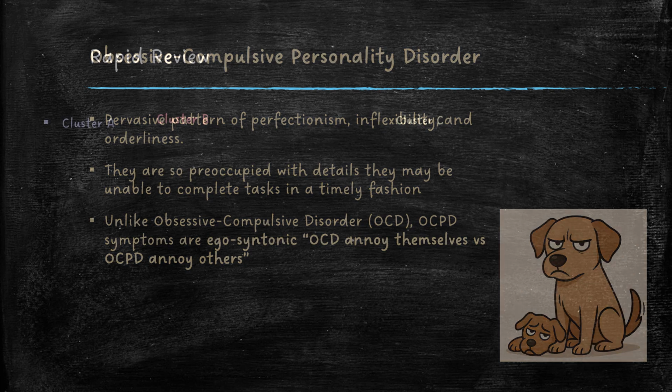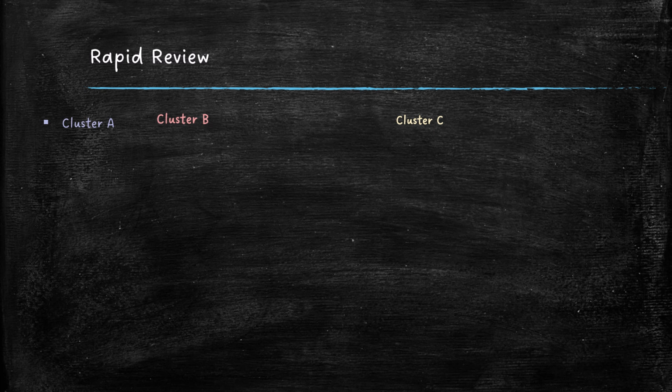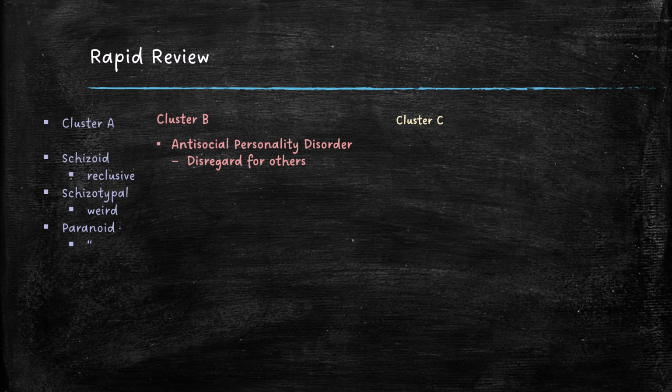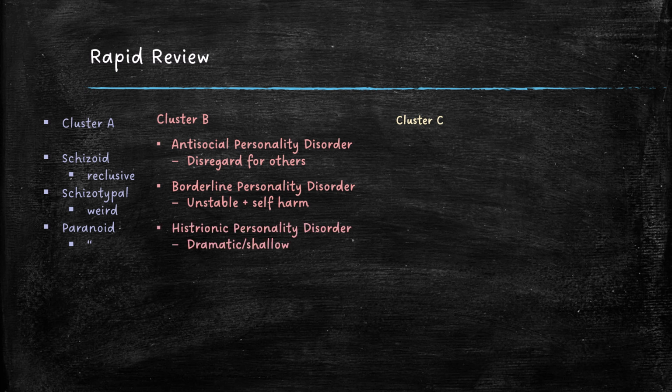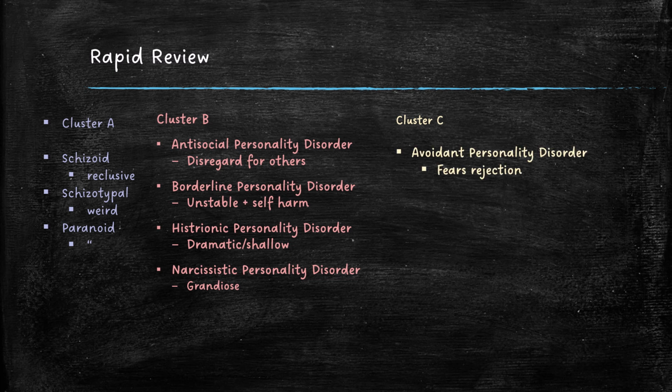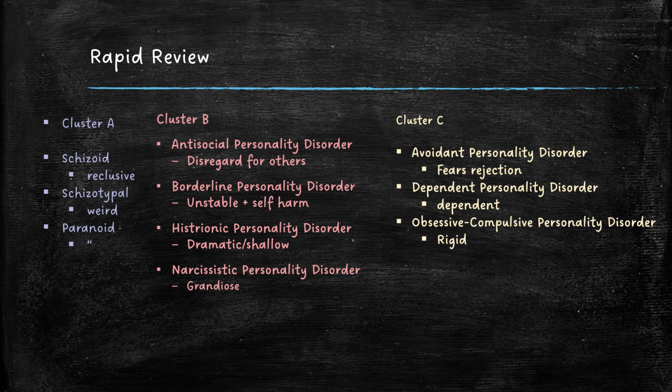All right, let's do a rapid review before we end the video. Cluster A is going to be schizoid, which are reclusive, schizotypal, which are weird, and paranoid personality disorder, which are paranoid. Cluster B, you have antisocial personality disorder, a disregard for others, borderline personality disorder, they're unstable plus often self-harm, histrionic personality disorder, dramatic and shallow, and narcissistic personality disorder, which present very grandiose. Cluster C personality disorders: avoidant personality disorder, fears rejection, dependent personality disorder, they're dependent on others, and then obsessive compulsive personality disorder, they're very rigid.